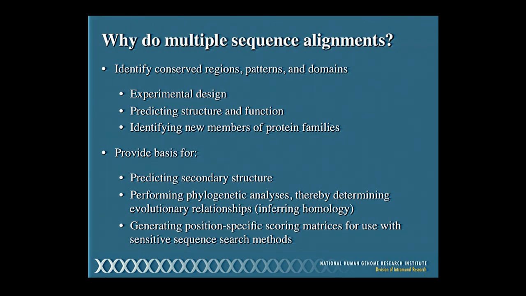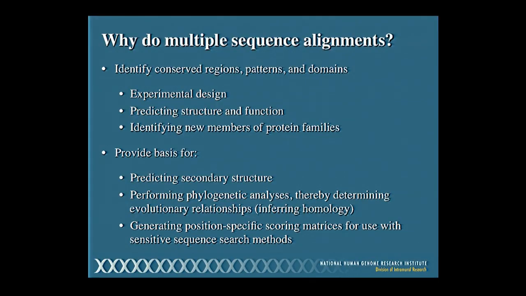So when we start talking about predicting secondary structure, yes, you can do this on single sequences, but it's much more powerful when you look at a family of sequences. You cannot perform any sort of phylogenetic analysis unless you have one of these things. So even the idea of looking at evolutionary relationships becomes impossible without having these multiple sequence alignments in hand. And again, as we've talked about, it gives us the input to many of these search methods.